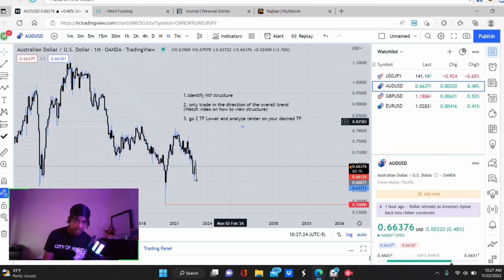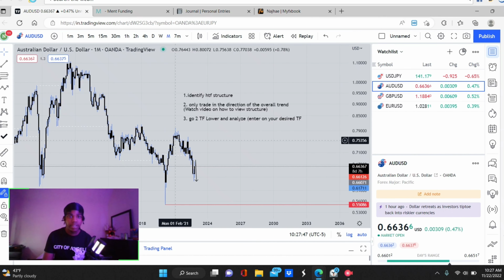Number three, go 2 time frames lower and analyze and enter on your desired time frame. Me personally, I enter on the 1 minute time frame, and what I mean by going 2 time frames lower is, if you're starting on the monthly time frame, based on the time frames they're giving you right here, you want to go to the daily. When you're on the daily and you're done analyzing, go to the 2 hour. From there, keep going lower, and that's what I do.